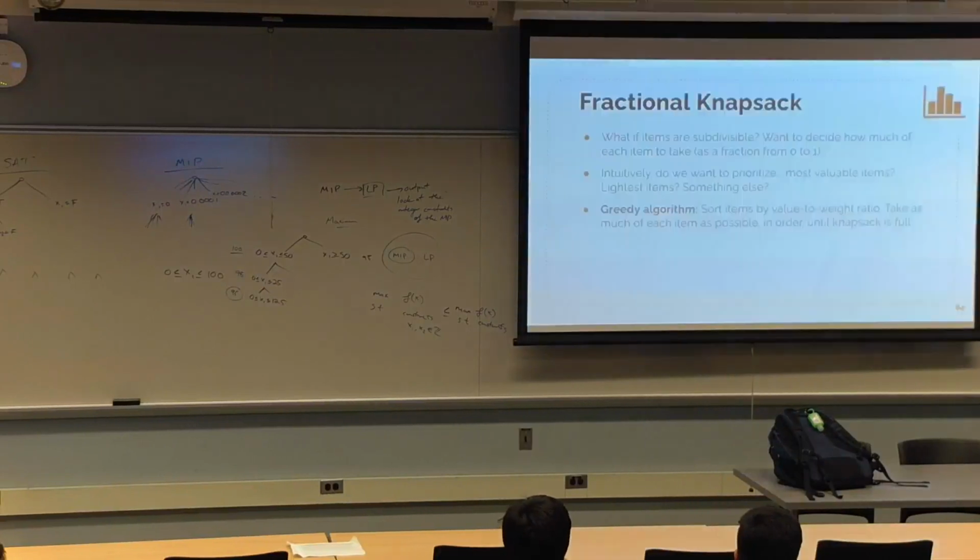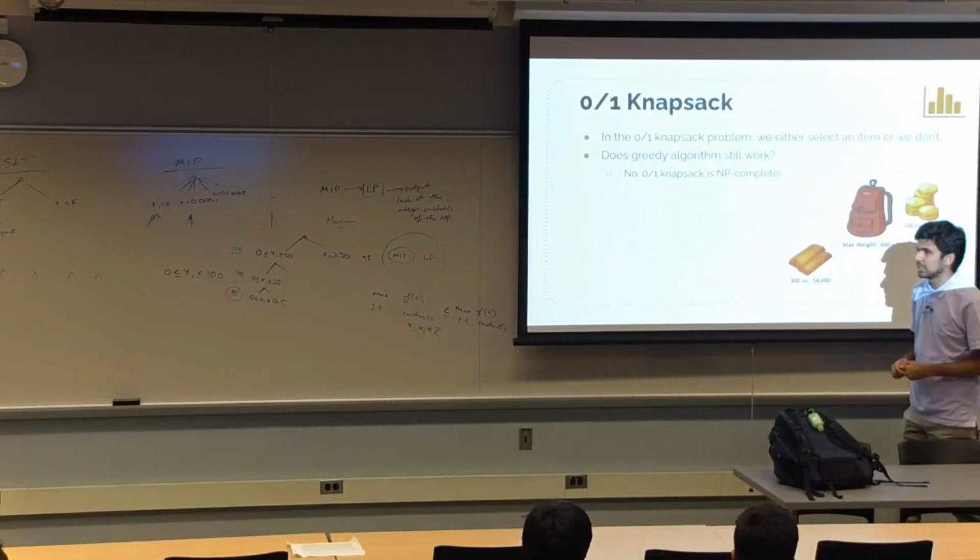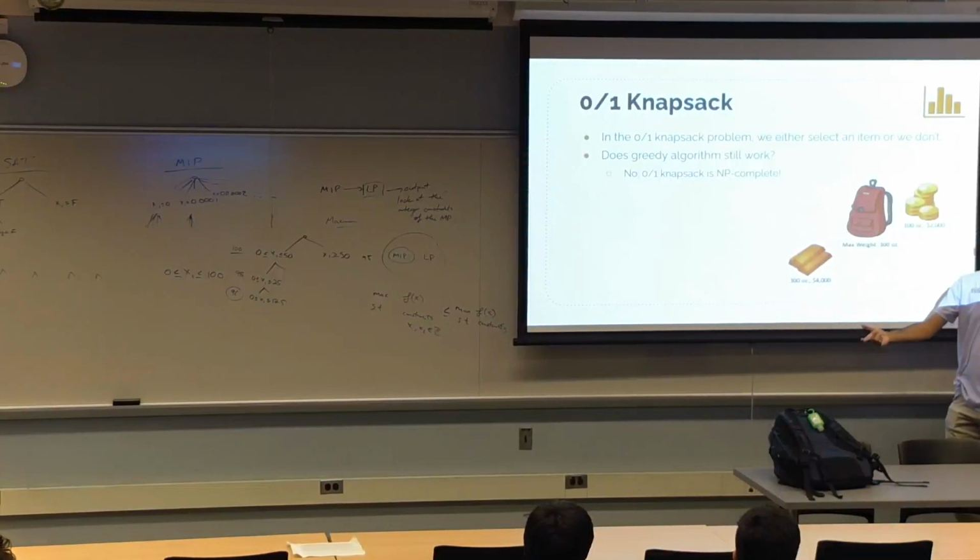So, that's cool. The other version is 0-1 knapsack, which says we must either choose the object in its entirety, 1, or we must not. And this ends up being NP complete.